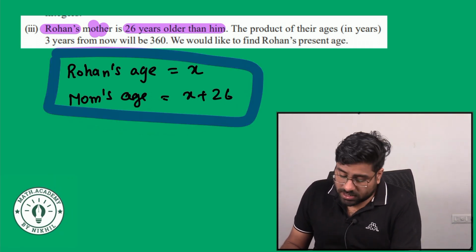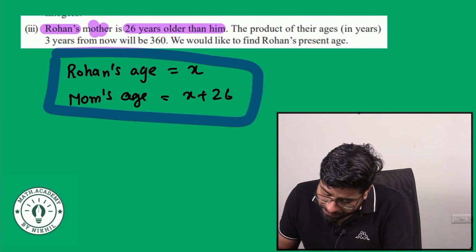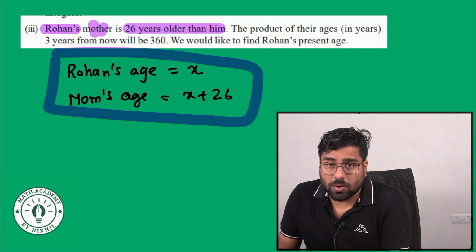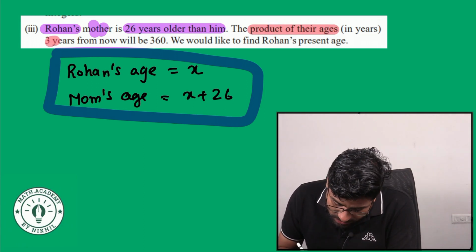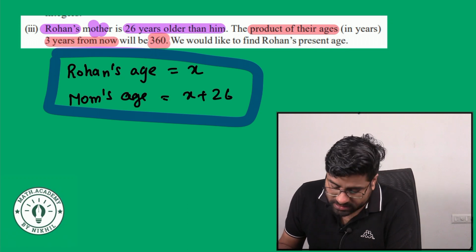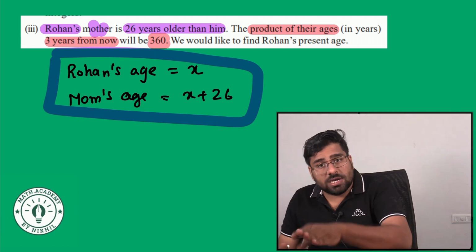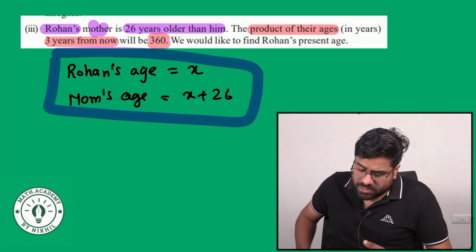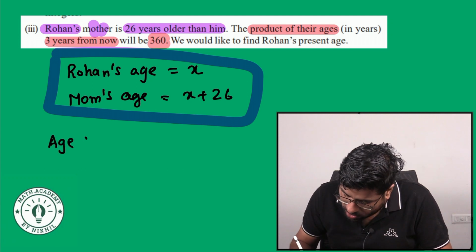Let's move on to sentence 2. Sentence 2 says, the product of their ages 3 years from now will be 360. Oh, it's not today. That means I'm not talking about today's ages. I'm talking about the ages after 3 years. Now let's identify that, the age of Rohan after 3 years. That is important.